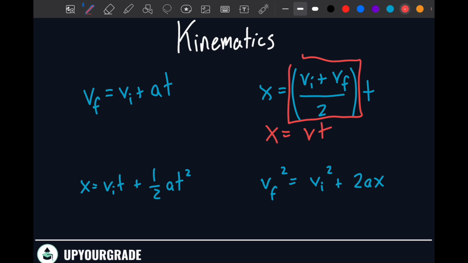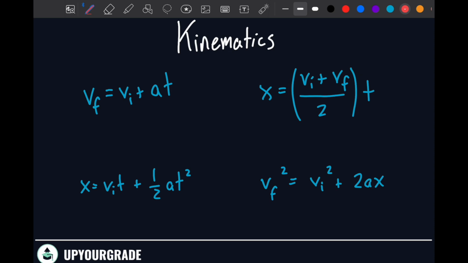Let's say that we begin at 2 meters per second, and by the end of the trip, we're at 10 meters per second. This term over here simply represents the average of the 2. So the sum of 2 and 10, or 12, divided by 2, which gives us an average of 6 meters per second. And this would go into the equation as normal. And what you can see here is that overall, this equation is simply a measure of the average velocity multiplied by time.